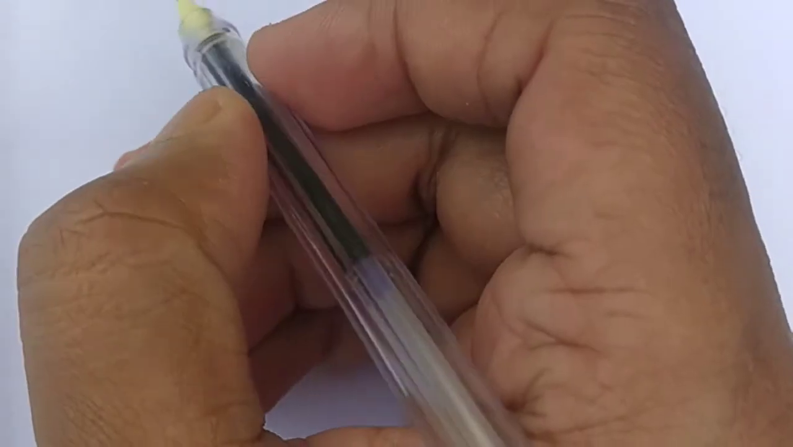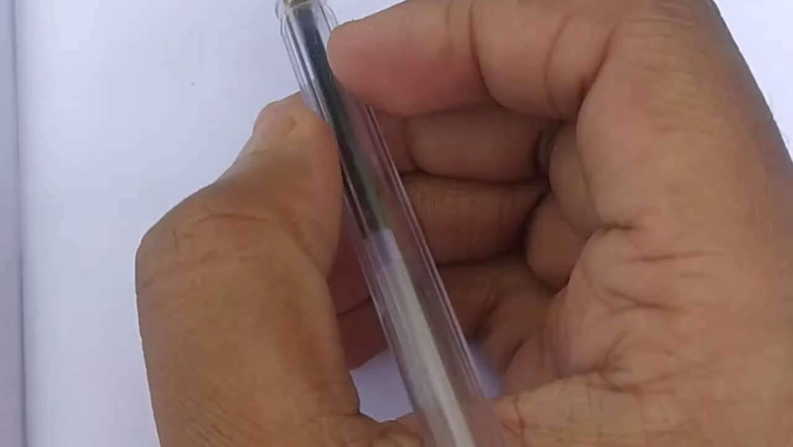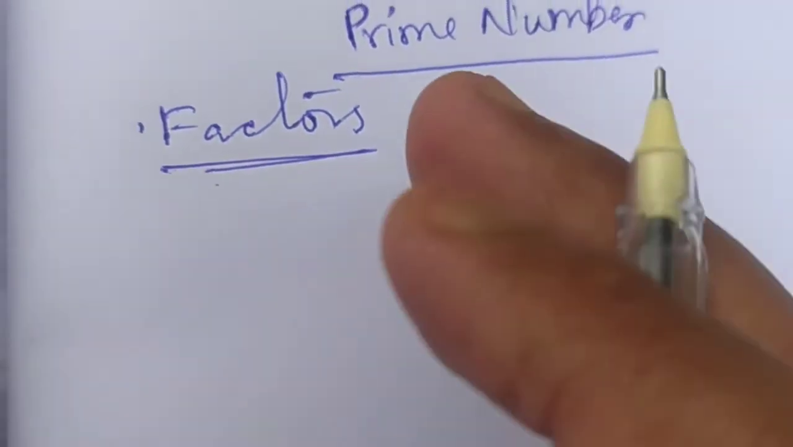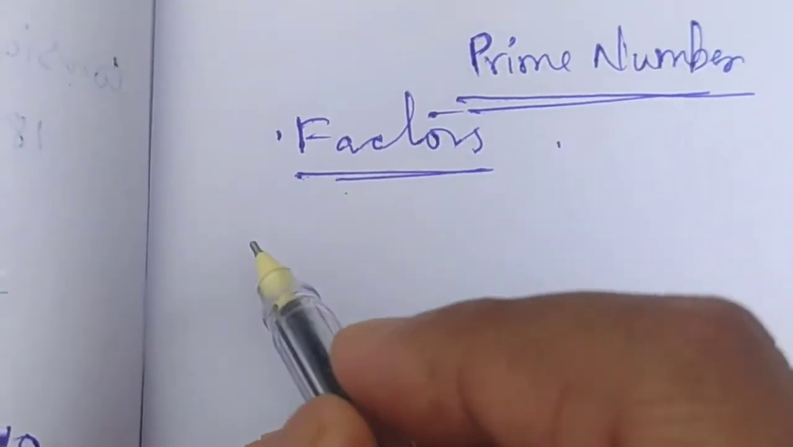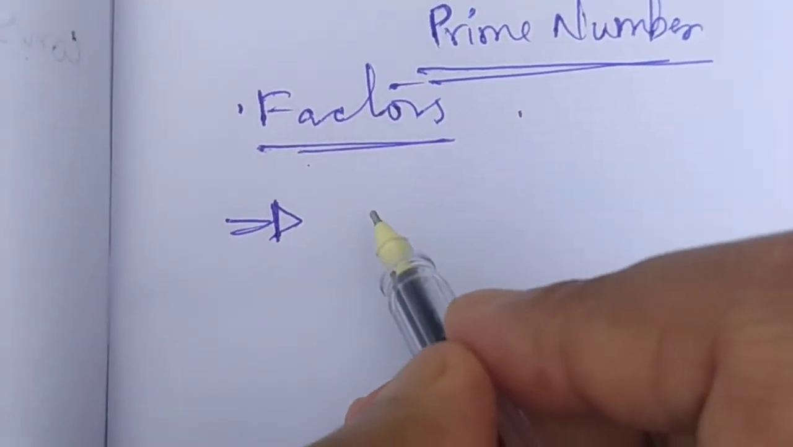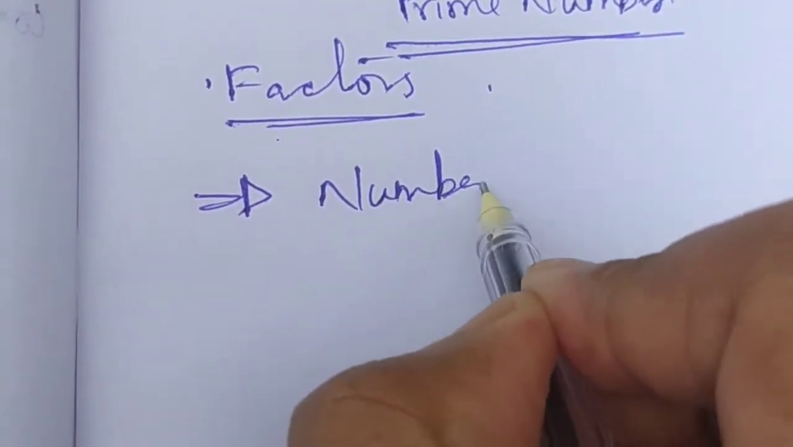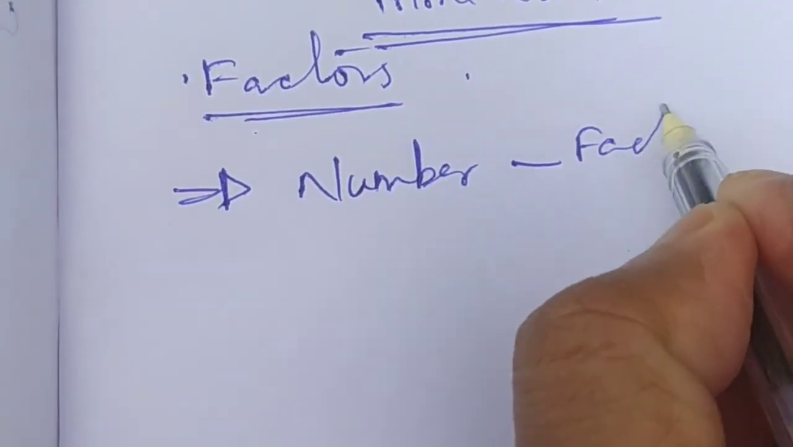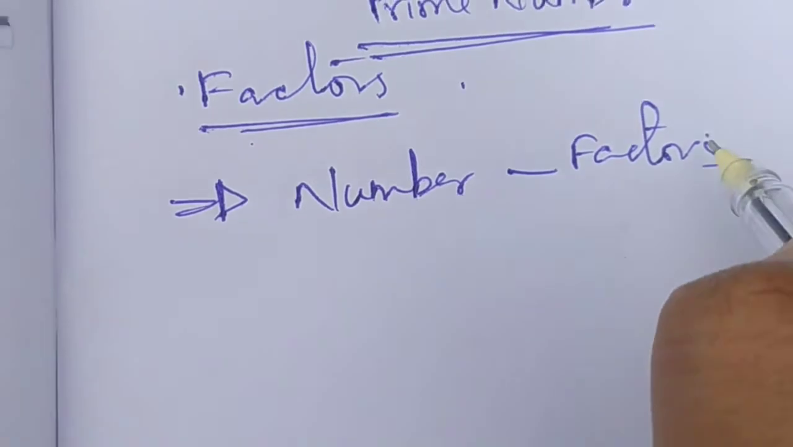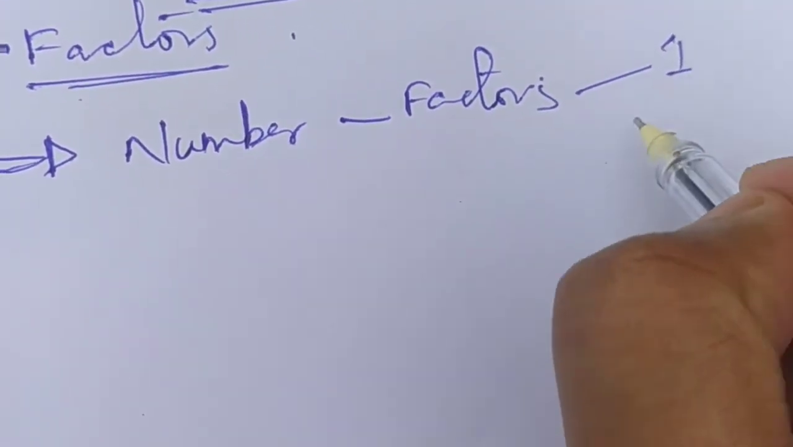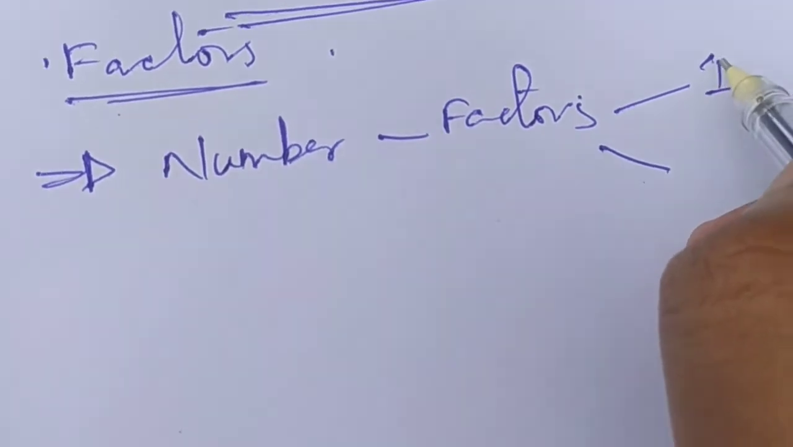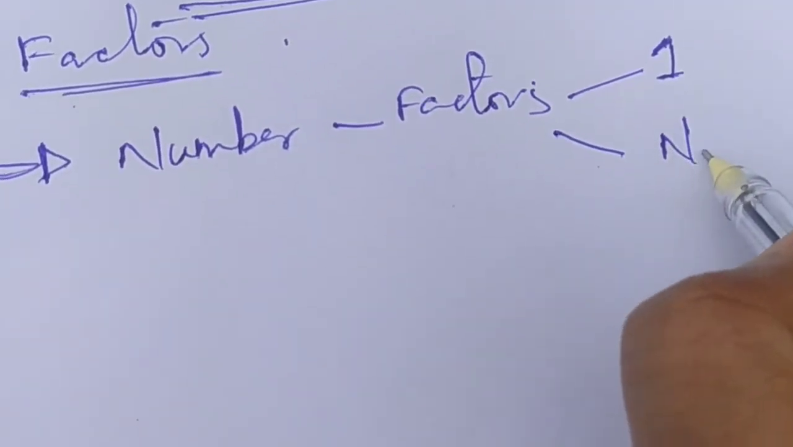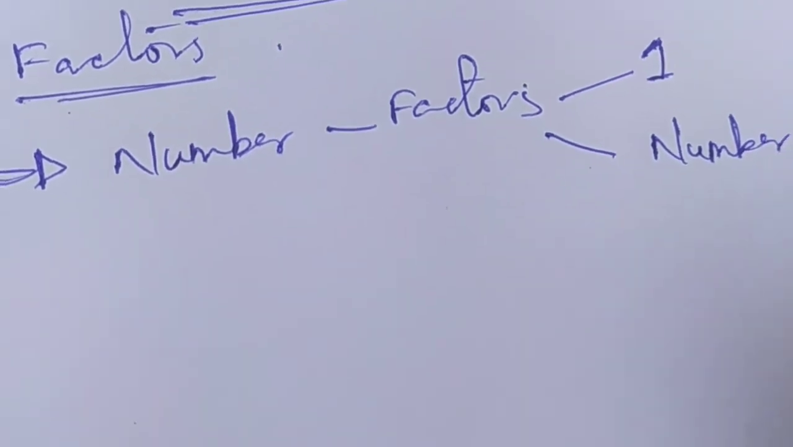To know what is a prime number, we'll be studying what a prime number is. To understand prime numbers, we should know factors. So what is a prime number? A prime number is a number which has only two factors: 1 and the number itself.